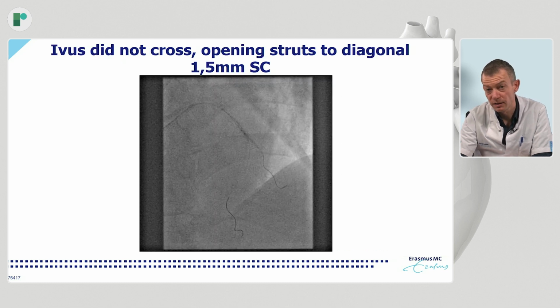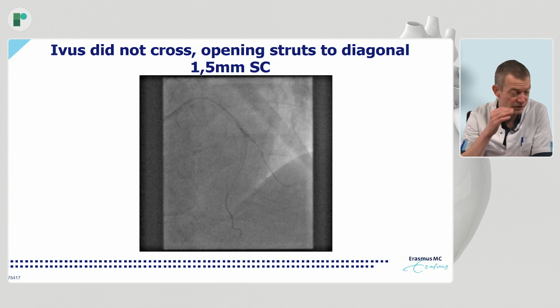We tried to cross with the IVUS, but what typically is the case is that the IVUS usually doesn't cross without opening the struts. So this is not something we routinely do, but in this case, for the sake of demonstration, we took a 1.5 semi-compliant balloon in order to open up a little bit the struts towards the diagonal, which allowed us to do a pullback of the diagonal in order to look at how the ostium looked after this provisional stenting.